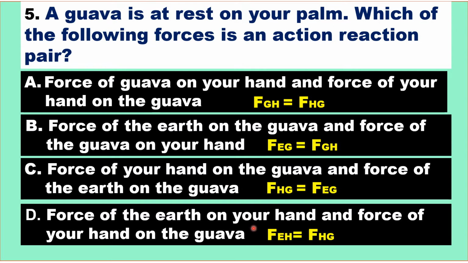Let's look at the final choice. Force of the earth on your hand, FEH, and force of your hand on the guava, FHG. Again, you will notice that the subscript of the action force is not the reverse subscript of the reaction force, meaning, again, three bodies are already being labeled here: the earth, the hand, and the guava. In short, our best answer for this question must be letter A.